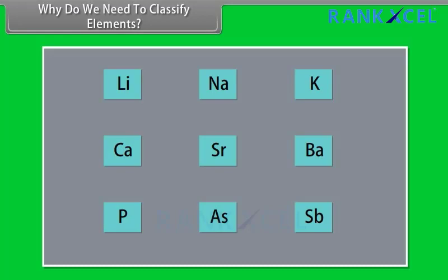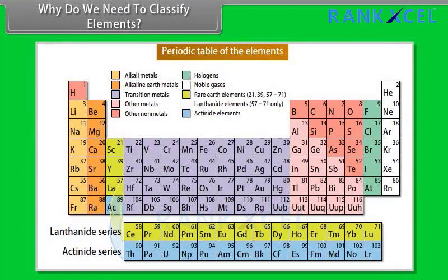The classification of elements led to the formation of the periodic table. Thus, the periodic table may be defined as the table giving the arrangement of all the known elements according to their properties, so that similar elements fall within the same vertical column and dissimilar elements are separated.